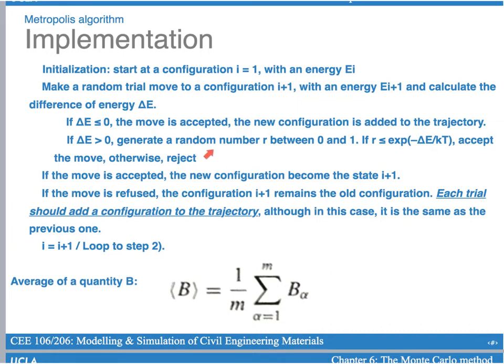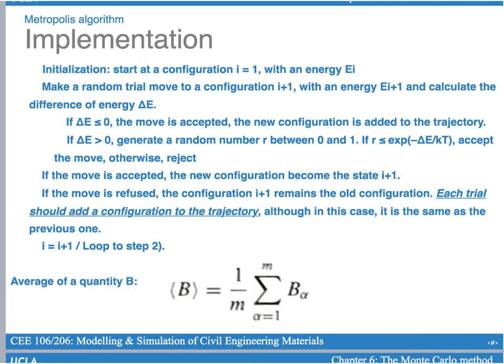So you will generate a random number R that can go between 0 and 1. And if this number turns out to be lower than your probability of acceptance, which is given by exponential of minus the difference of energy divided by kT, then you will accept the move. Otherwise, you will reject. If the move is accepted, then the new configuration I plus 1 becomes the new configuration for the next step, so you will restart from this new configuration. But if the move is refused, then you will disregard this new configuration I plus 1, and you will go back to configuration I, and configuration I will now become the new configuration I plus 1. So you will count this configuration I two times.